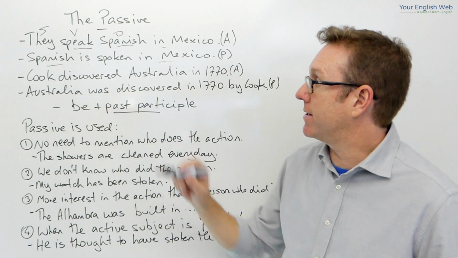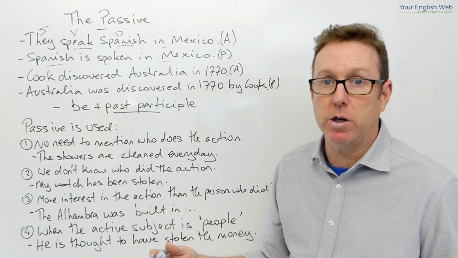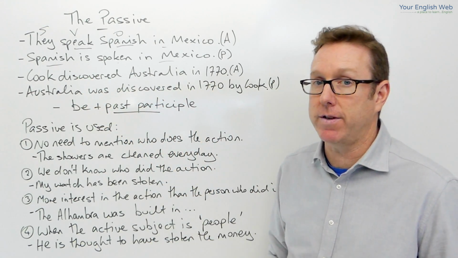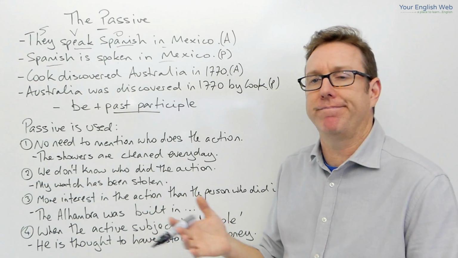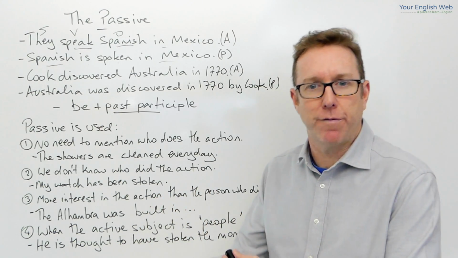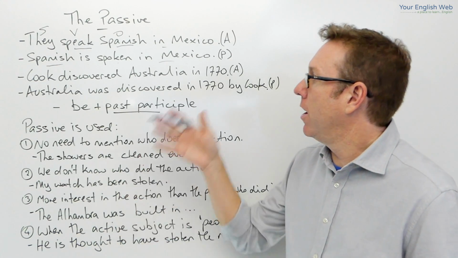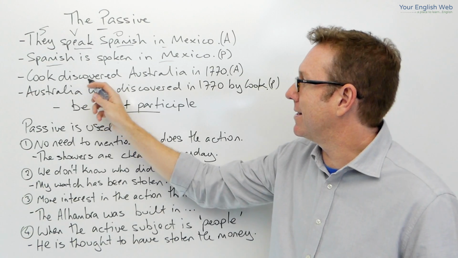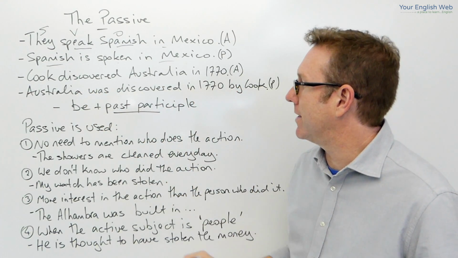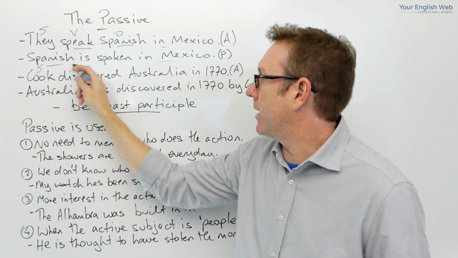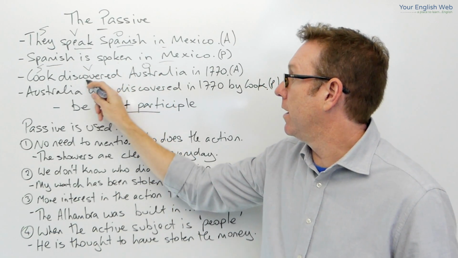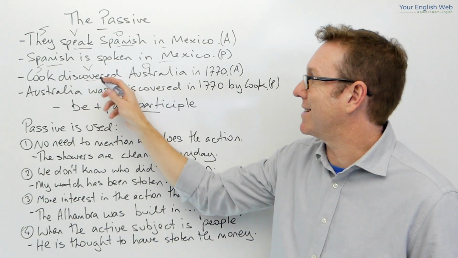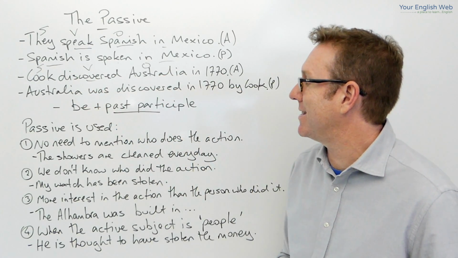Again, another example. Captain Cook discovered Australia in 1770. Now, I'm not going to argue if he was the first person to discover Australia or not, but for the sake of argument, we'll say that he was. So Cook discovered Australia in 1770. Subject, verb, object. The verb is in a past simple tense here.